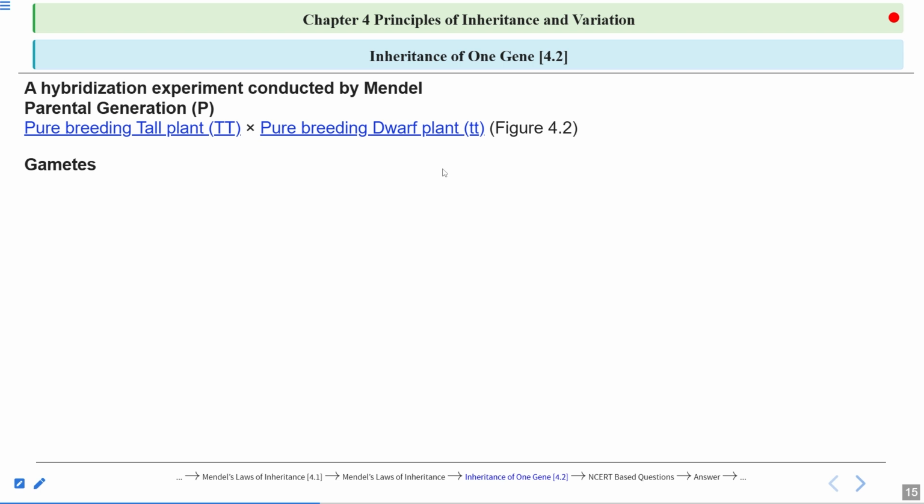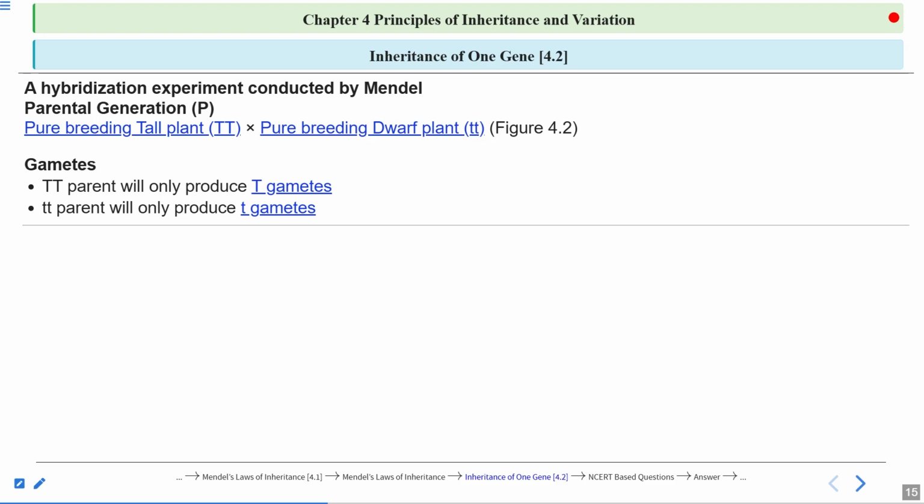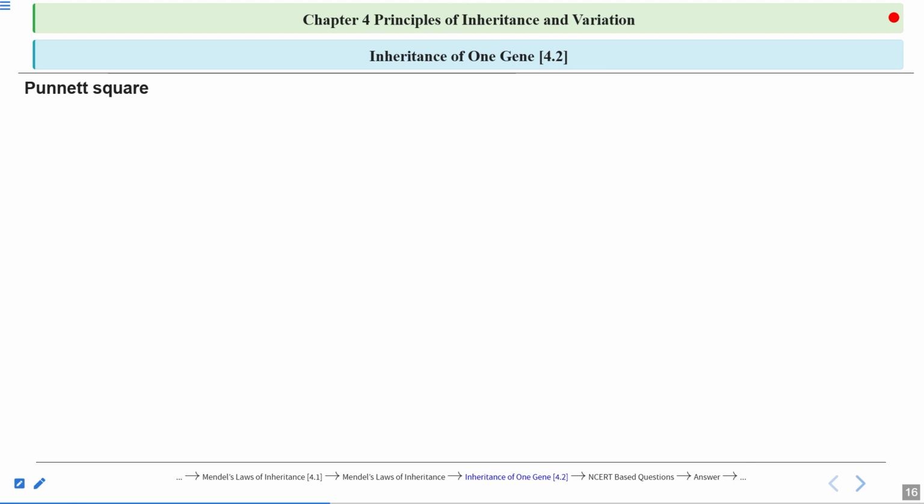Now what will be the gametes produced here? This homozygous tall plant will produce only T gametes. Similarly, the plant with genotype small t, means homozygous recessive plant, this is dwarf. This will produce only small t gametes. So what will happen after crossing these two parents? In the F1, what will we get?